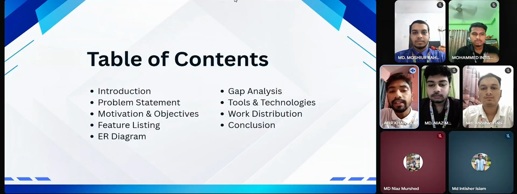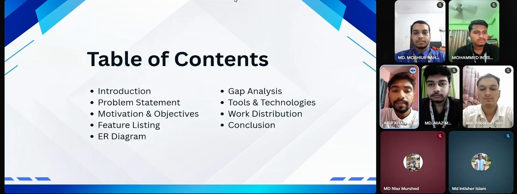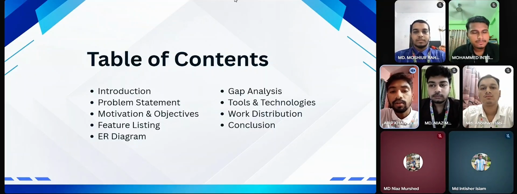Now let's look at the table of contents. In this presentation, I will briefly discuss the introduction, problem statement, motivation and objectives, feature listing, ER diagram, gap analysis, tools and technologies, work distribution, and finally the conclusion. Next slide please.